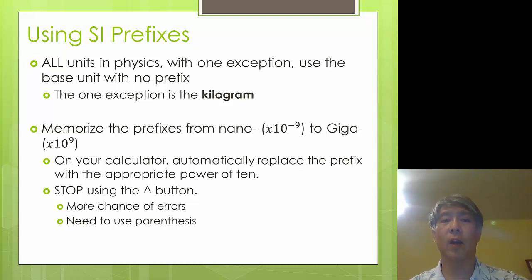And just as a warning, I know a lot of you use that caret button on your calculator. I highly recommend not using that button. That button results in lots of errors that I see on people's tests when I grade them, and you really need to be careful in your use of parentheses. Instead, your calculator should have an EE button, which is the exponential notation button, and that's a lot safer to use than using the caret button. We'll talk about that more in class.